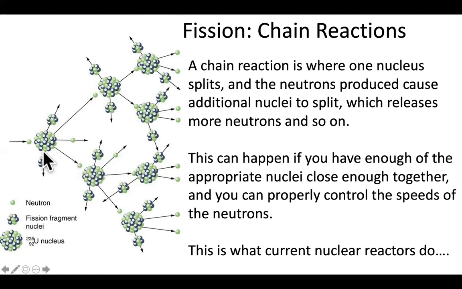Now, the nice thing about this is each one of these steps releases energy. So you could start releasing a lot of energy very quickly. And that's what nuclear weapons do. They just basically let this go on and release a lot of energy quickly. You can also control it by basically carefully positioning all of your nuclei and making sure your neutrons are properly controlled, and use this to generate a steady amount of power.